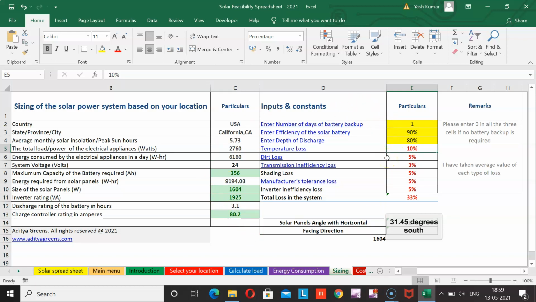In my case, the system is without battery backup. So I am writing 0 here, 0 here, and 0 here. This is my solar power system without battery backup. Now coming to the costing section.